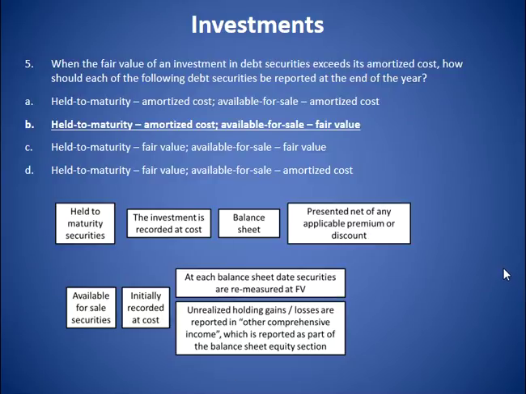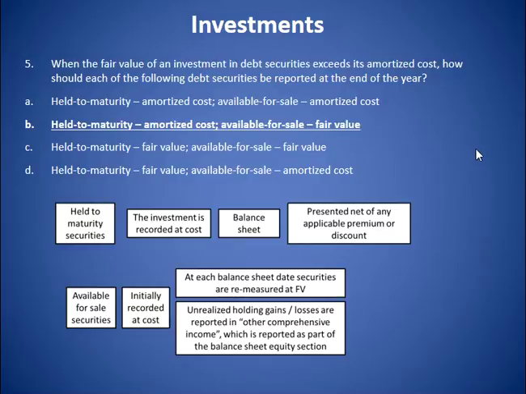Okay, number 5 is how should each of the following debt securities be reported at year end? And the answer in this case is B. Held to maturity would be at amortized cost, available for sale would be at fair value. This question looks a little bit more complicated than it really is. What it's really asking is to classify 2 securities as to their reporting methodology. You have held to maturity securities, and we also have available for sale. So in this case, when the fair value of the investment in debt securities exceeds its amortized cost, it's asking how each should be reported at year end.